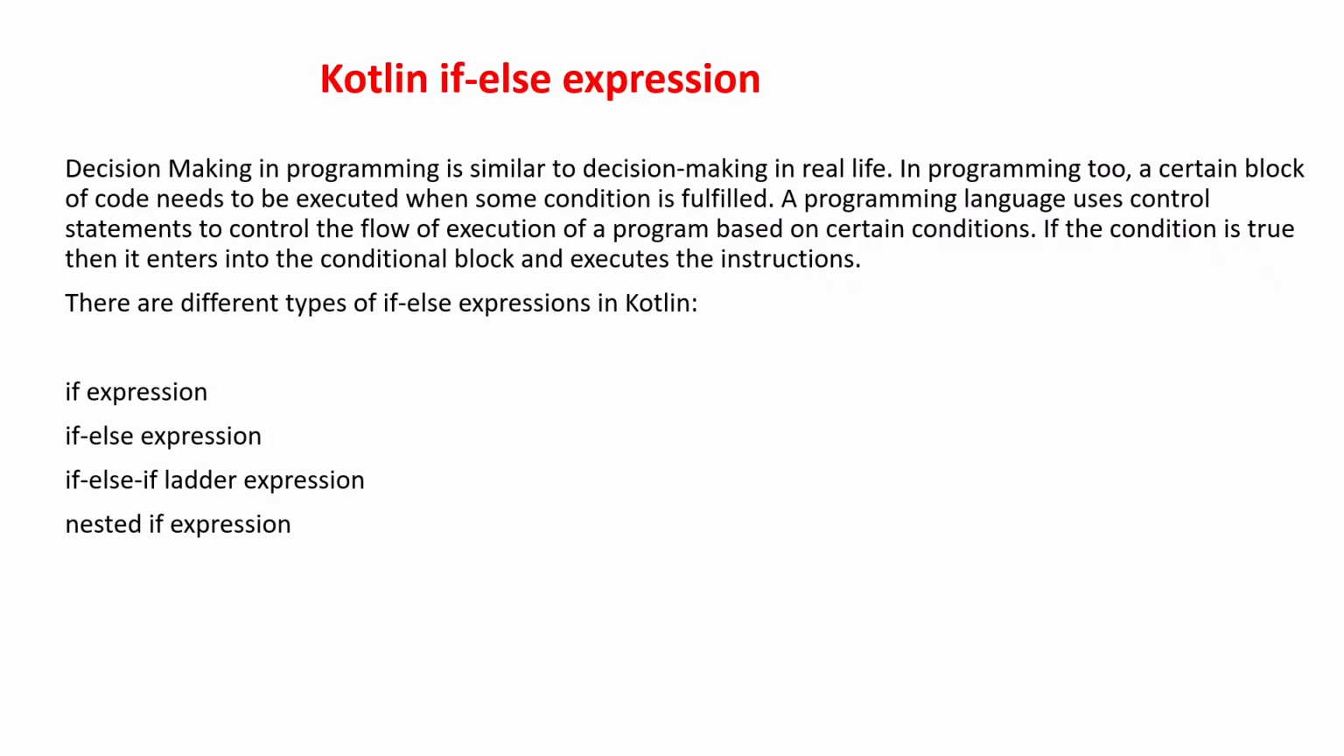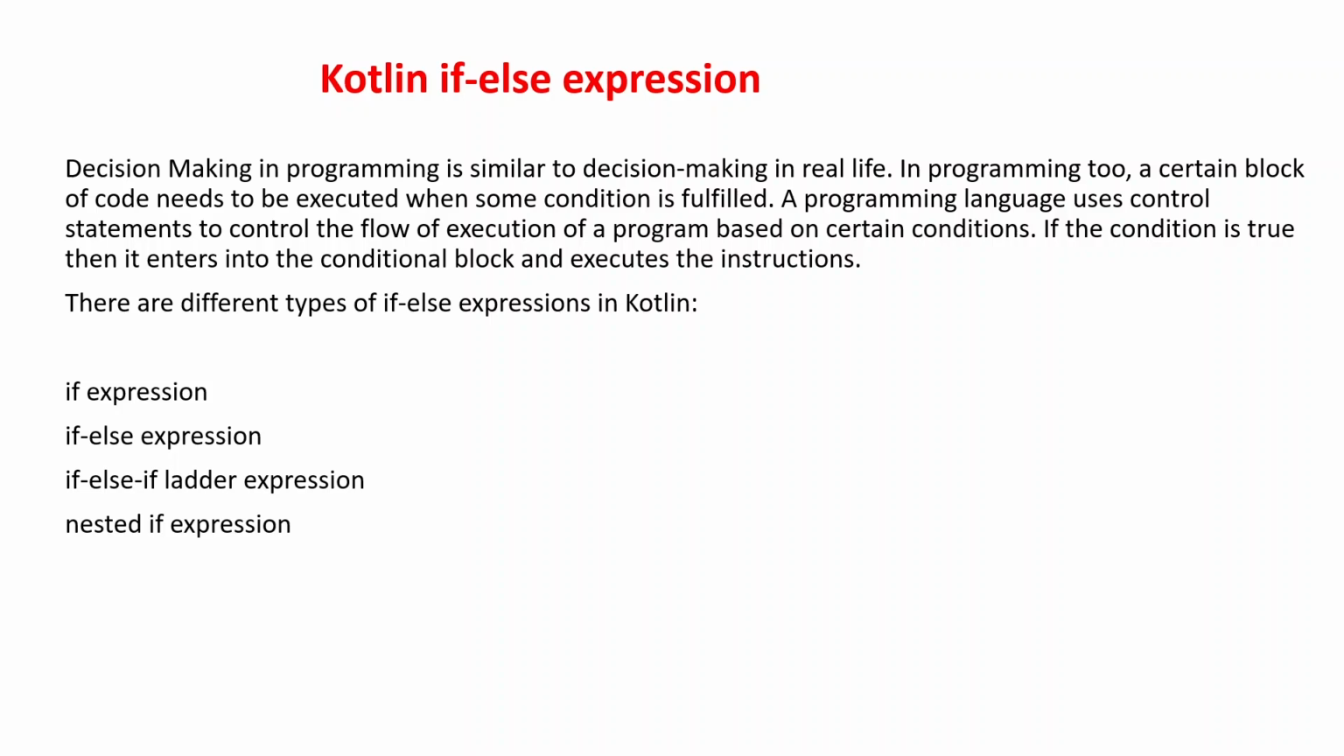Let's talk about the Kotlin if-else expression. Decision making in programming is similar to decision making in real life. In programming too, a certain block of code needs to be executed when some condition is fulfilled. A programming language uses control statements to control the flow of execution of a program based on certain conditions. If the condition is true, then it enters into the condition block and executes the instructions. There are different types of if-else expression in Kotlin. These are if expression, if else expression, if else if ladder, and nested expression. We are going to learn about each of these in detail.